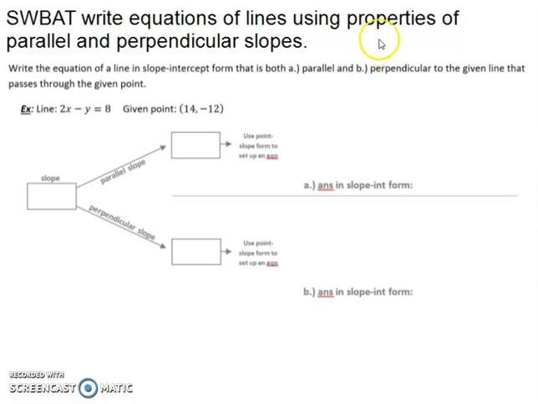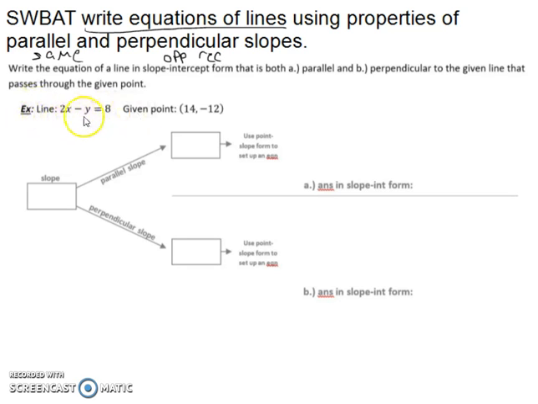All right, our last objective for the unit is that you write equations of lines using properties of parallel and perpendicular slopes. Just a quick reminder, parallel slopes are the same as each other. They're numerically equal. Perpendicular slopes are opposite reciprocal. And this is going to be kind of the easy part. You're not going to forget this. A lot of this is going to be just the mechanics of writing lines in slope-intercept form.